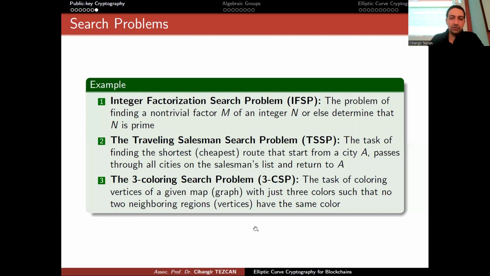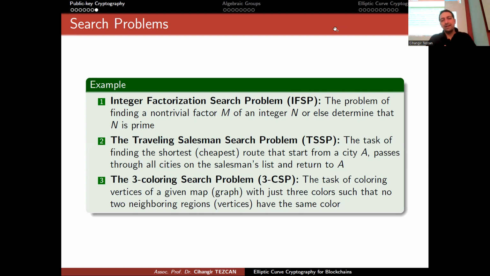And the graph coloring search problem is another example. From graph theory, we can prove that, considering any world map, regardless of which countries have borders with which countries, you only need 4 colors so that none of the neighbors have the same color, okay? But the question is, can you also do it with 3 colors? Sometimes you can and sometimes you cannot. So this kind of search problem is hard: the task of coloring vertices of a given map or graph with just 3 colors, such that no 2 neighboring regions or vertices have the same color. So these are somewhat hard problems.